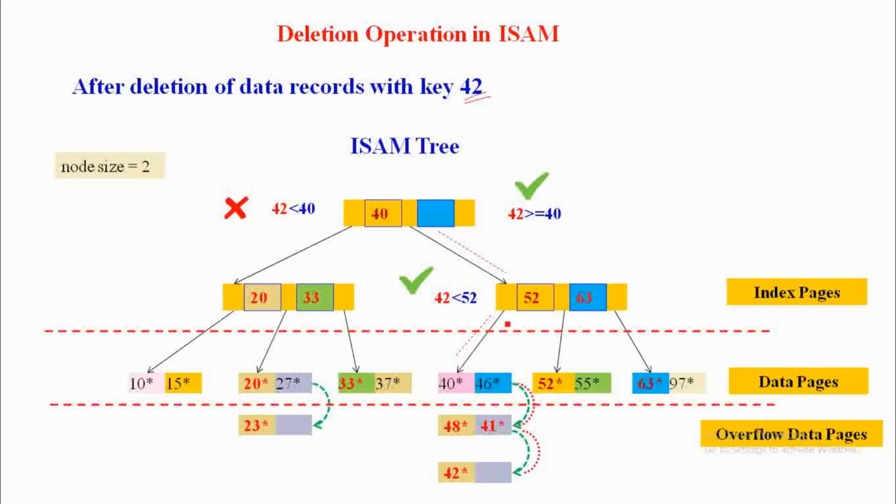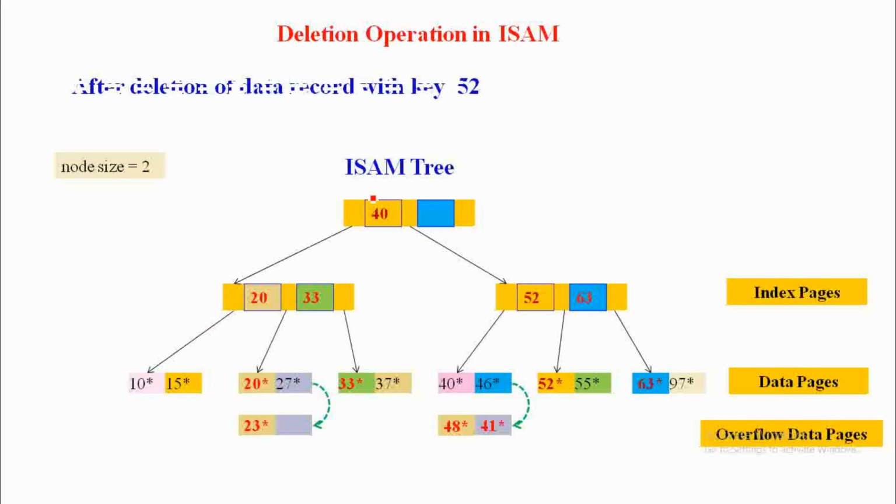Then the record with the search key value 42 is identified in the overflow page. In this overflow node, the record with the search key value 42 is found. Now, from this node, the record with that search key value can be removed. Once it is removed, the complete overflow page becomes empty. So what should be done now? This overflow page, which is empty now, needs to be deallocated. Okay, it is deallocated.